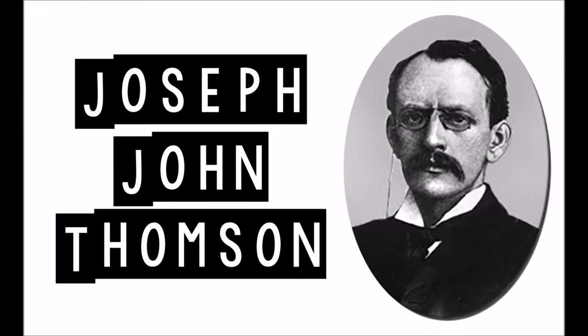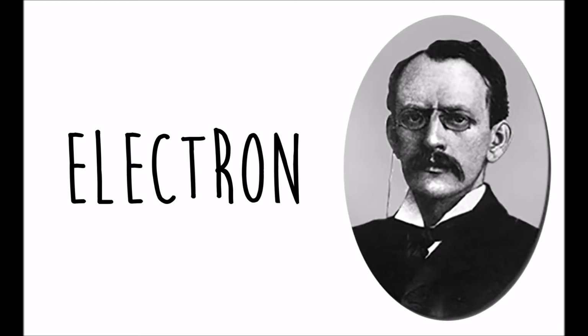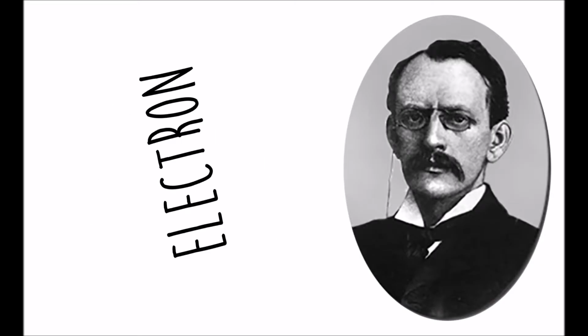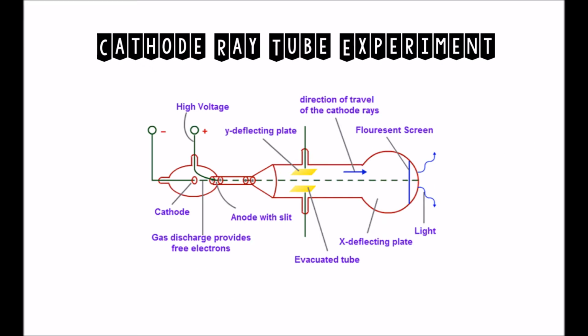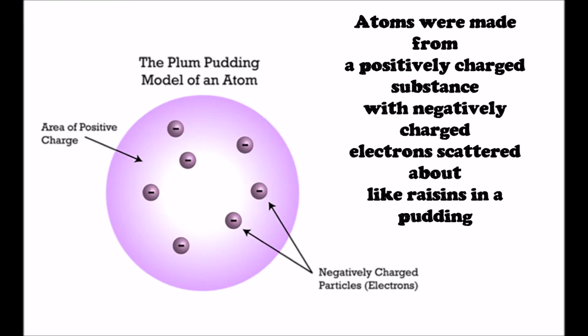Now let's fast forward to the late 1800s when J.J. Thomson discovered the electron. He discovered that an atom is made of even smaller particles. Thomson studied the passage of an electric current through a gas. He called it the cathode ray tube experiment. From this, he decided that these particles came from somewhere within the atom, and that Dalton was incorrect in stating that atoms cannot be divided into smaller pieces. This became known as the plum-pudding model of an atom. Atoms were made from a positively charged substance with negatively charged electrons scattered about like raisins in a pudding.